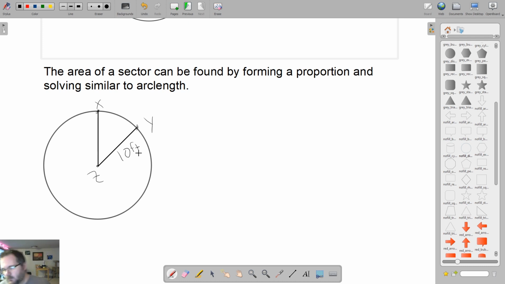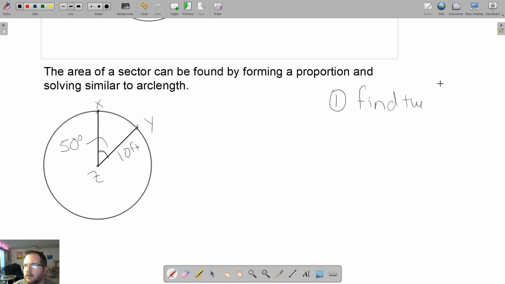So to do that, oh yeah, one more thing. You need the angle here. So this angle, I'm going to say is, let's do 50 degrees. So here are your steps for doing this. Step number 1, I want to find the area as is. Find area.